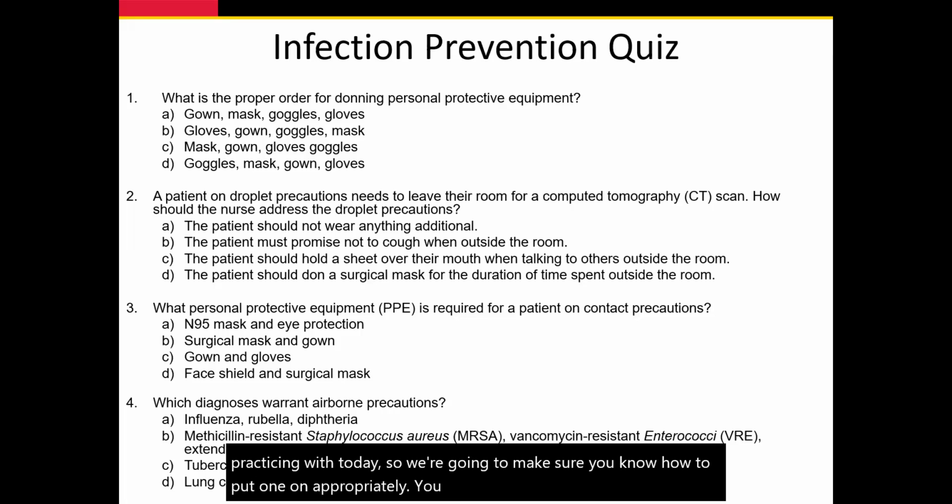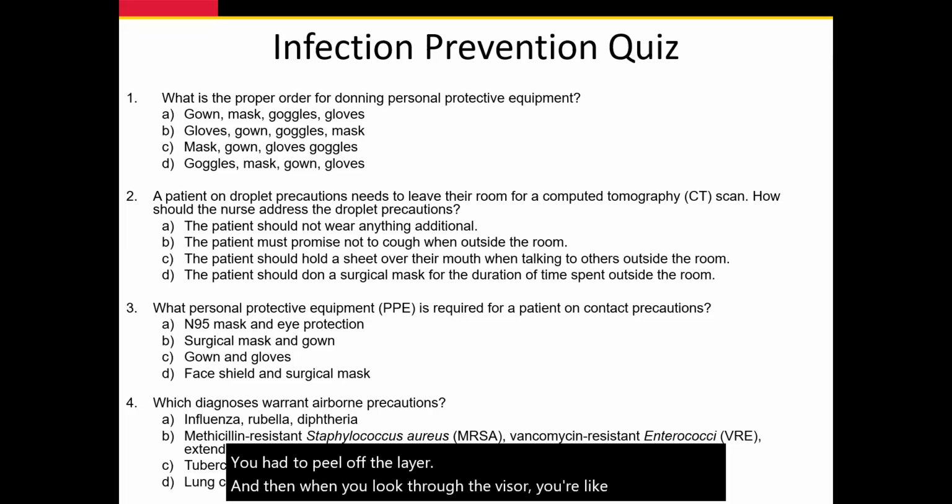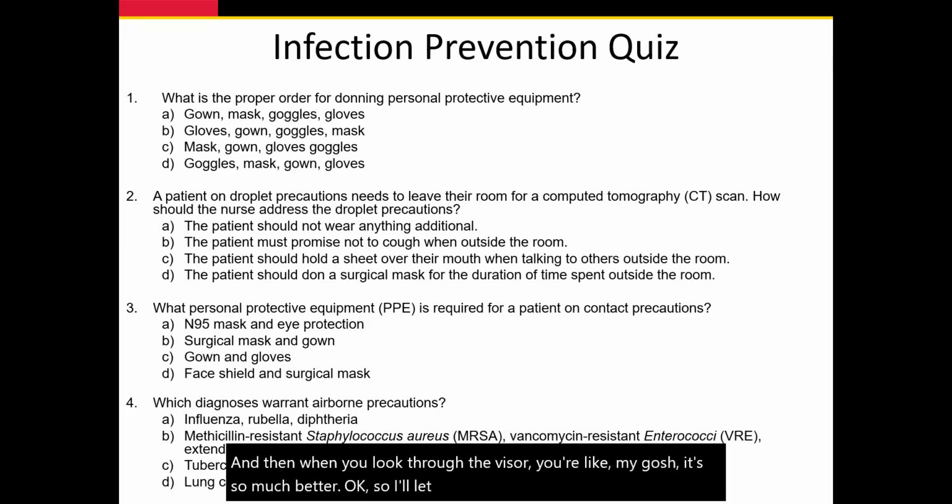You also have gloves. These are just clean gloves. They're not sterile gloves because we're not doing a sterile procedure. We're just protecting ourselves. And the last thing you're going to have is a face shield. The face shield, when you open it up, has a film on it. It looks really cloudy. So you need to peel off the layer. And then when you look through the visor, you're like, oh my gosh, it's so much better. Okay. So I'll let you prep your face shield so you're not looking through clouds.